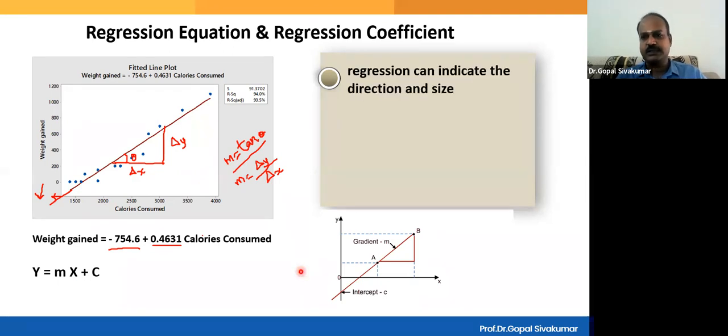All right. So regression can indicate the direction and size of the relationship. How? Look at the regression coefficient.